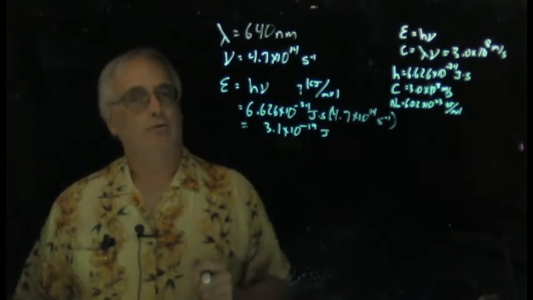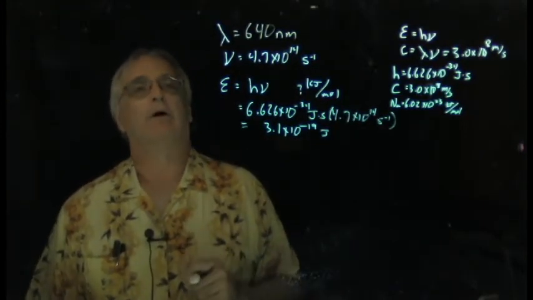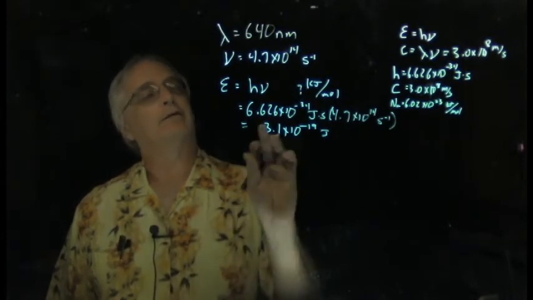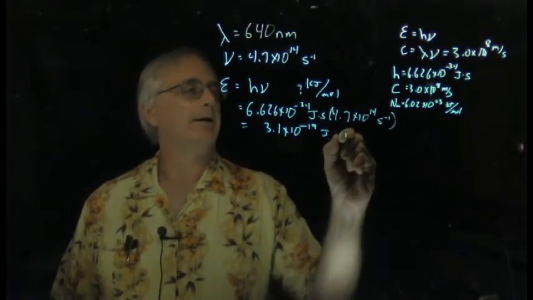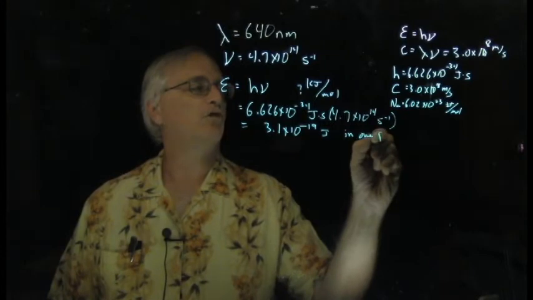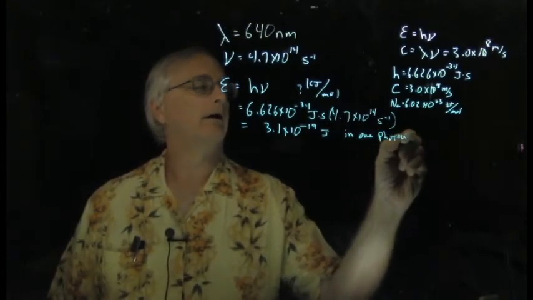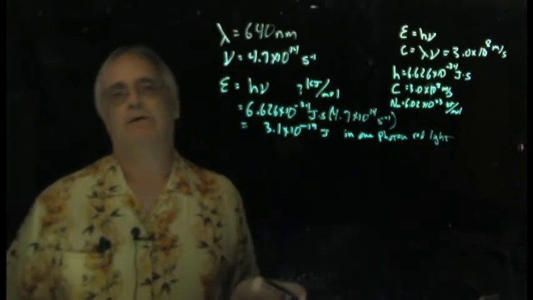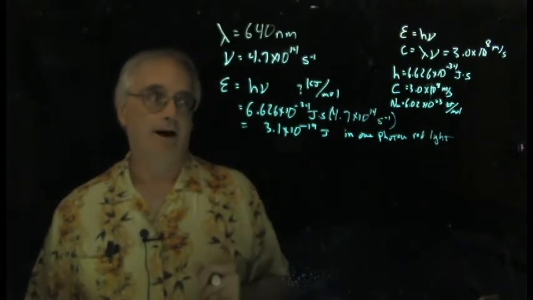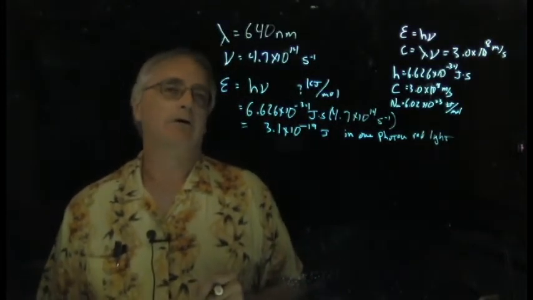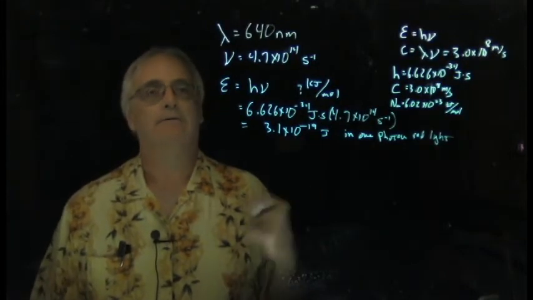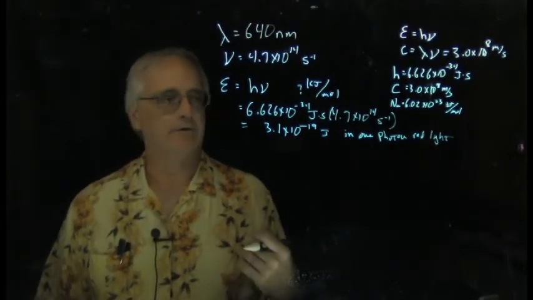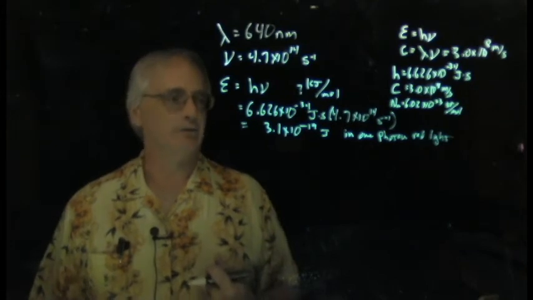Now, that seems like a really small number. It is a really small number. But I want you to recognize one thing. This is the number of joules in one photon of the red light. That is the amount of energy in one photon. One photon doesn't pack a whole lot of energy, but of course, we rarely are dealing with one photon at a time. We're dealing with large numbers of them, and that's why we're going to go for kilojoules per mole.